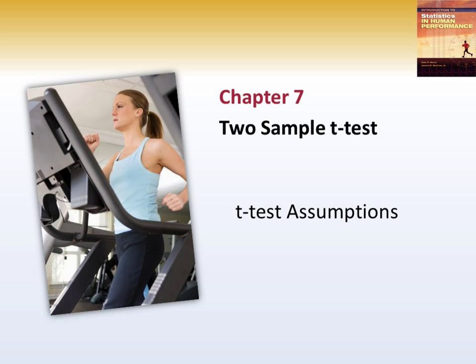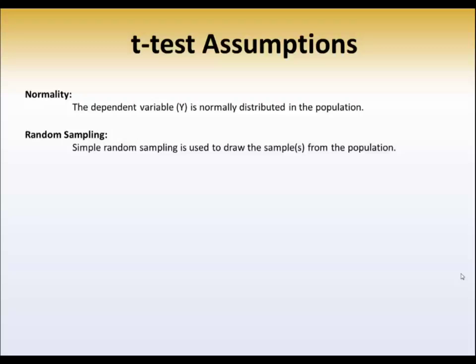There are certain assumptions when you run the t-test. Let's take a look at what the assumptions are. The first one is that the dependent variable y is normally distributed in the population. Now, your sample may not be totally normally distributed, but the assumption is that in the population, the dependent variable is normally distributed. Simple random sampling has been used to draw the sample from the population.